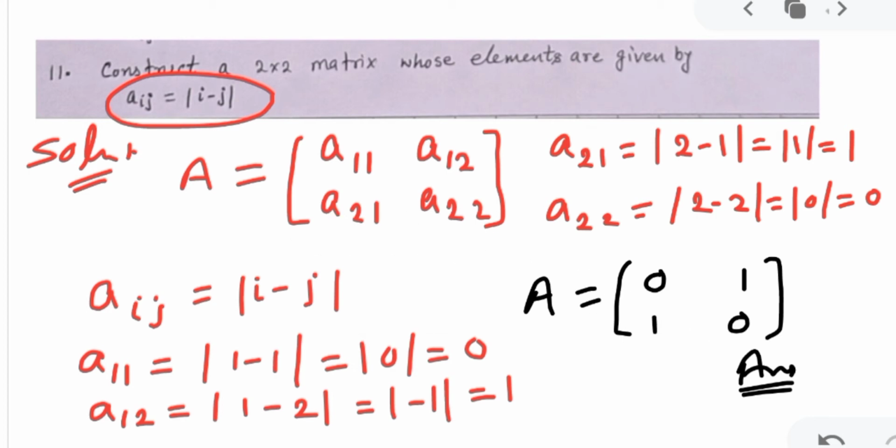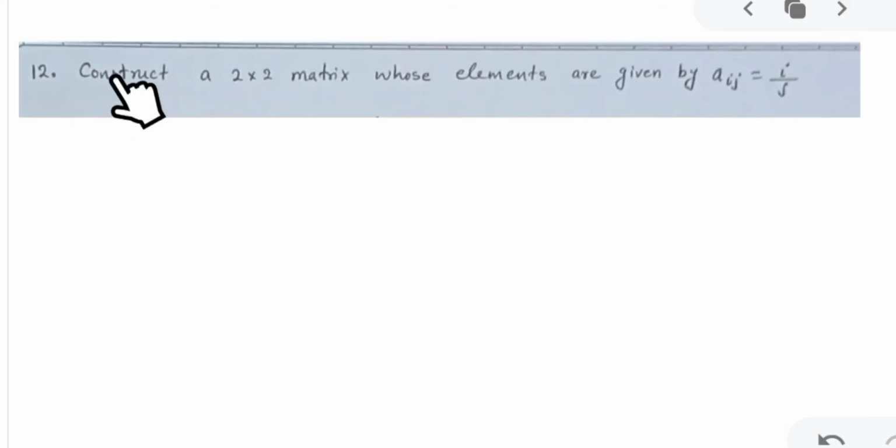Now we'll move to the next question, that is question number 12. Okay, so we'll see question number 12. This is also the same as question number 10 and 11. We have to construct a 2 cross 2 matrix. Here the general term is given as Aij equal to I upon J.